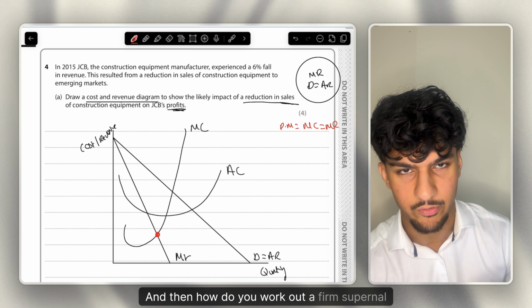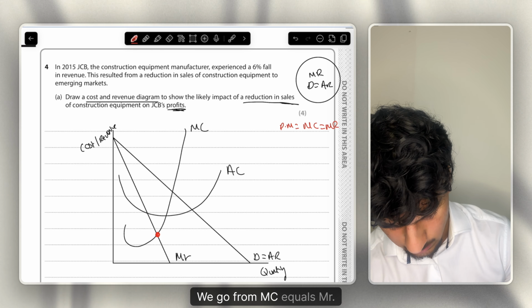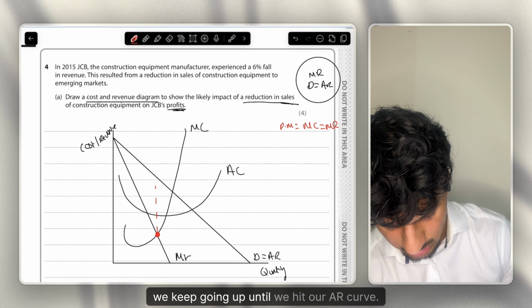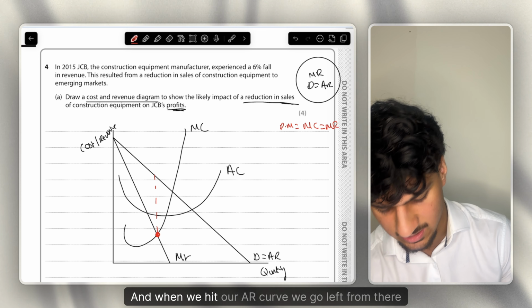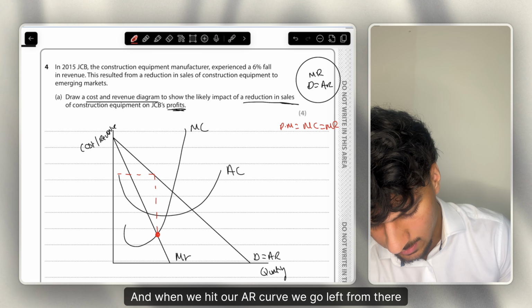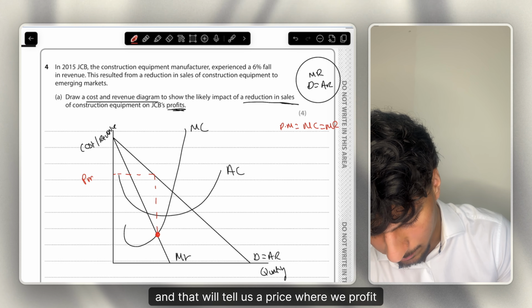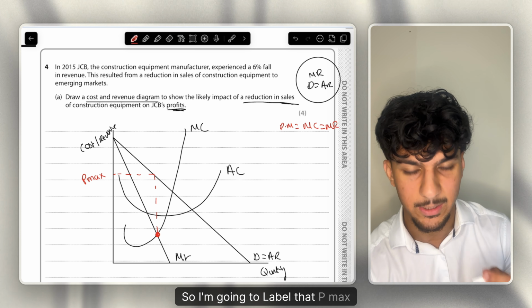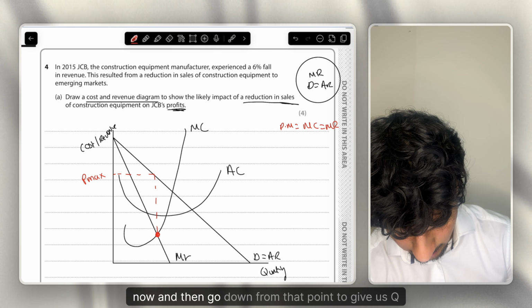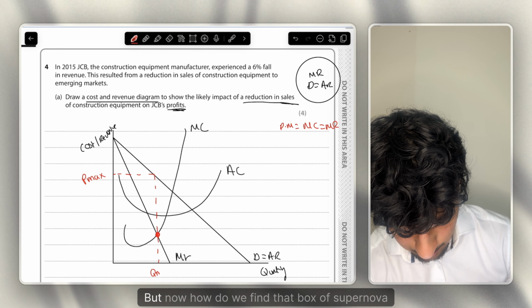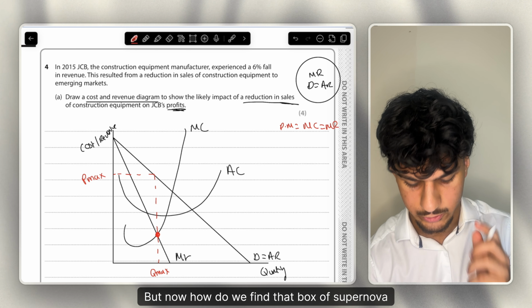How do we work out a firm's supernormal profits? We go from MC equals MR, we keep going up until we hit our AR curve. And when we hit our AR curve, we go left from there. That will tell us the price at which we profit maximize. I'm going to label that P max, and then go down from that point to give us Q max. But now, how do we find that box of supernormal profit?